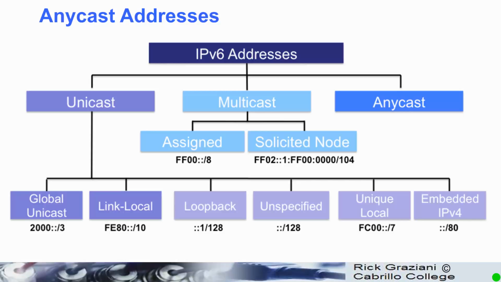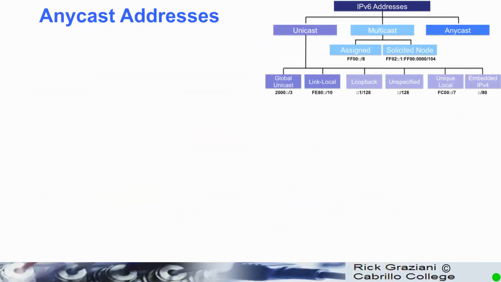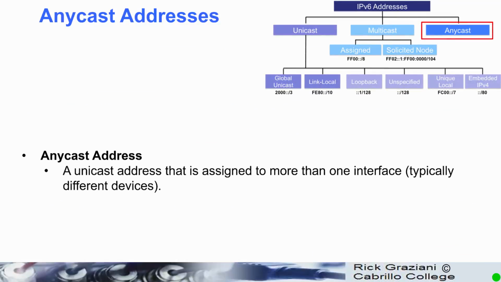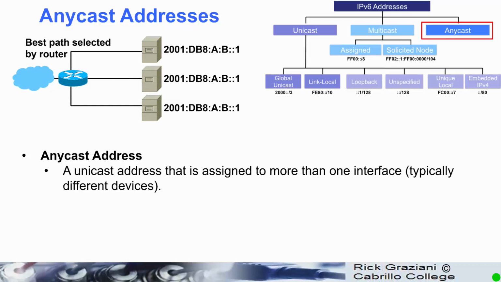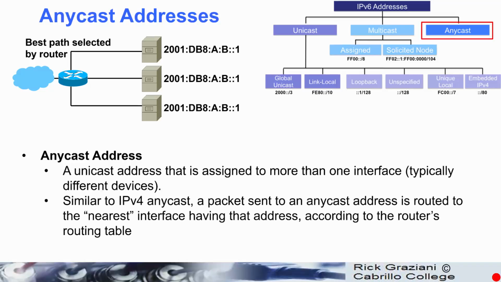Let's talk about Anycast addresses. An Anycast address is a unicast address that's assigned to more than one interface, typically on different devices. Here we have a best path selected by a router. If we have 3 resources all with the same address, it's similar to an IPv4 Anycast packet. A packet that's sent to an Anycast address is routed to the nearest interface having that address, according to the router's routing table.